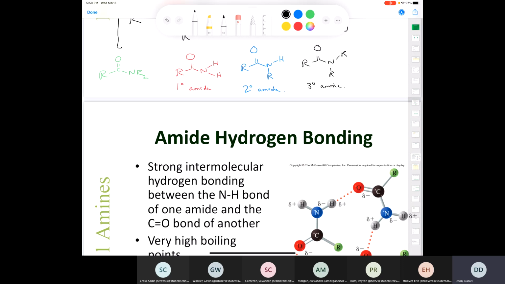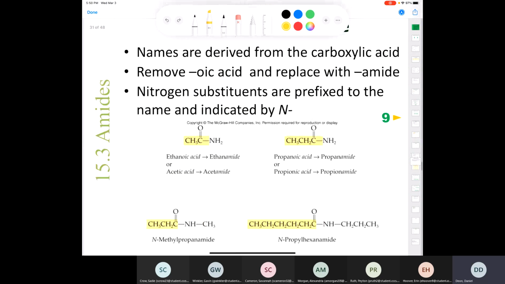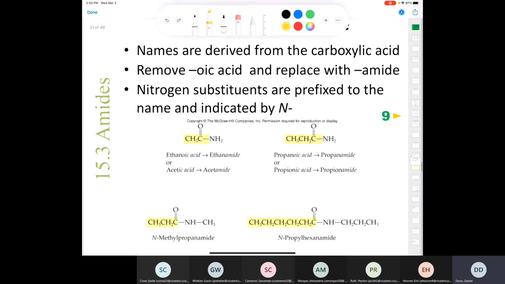So you need to know the difference between a primary amide when you have two hydrogens, a secondary amide when you have one, and then a tertiary when you have no hydrogens attached to the nitrogen of your amide. So primary, secondary, and tertiary amide. For example, this amide that I have drawn here is a primary amide. Well, when it comes to naming amides, we need to learn how to name primary, secondary, and tertiary amides. Here's how we do it.